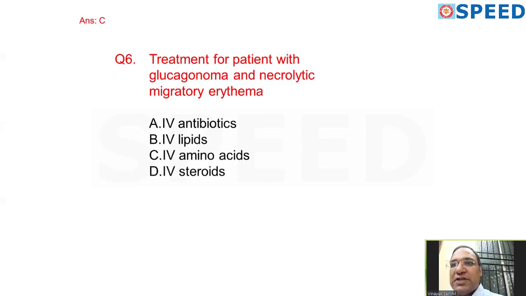So treatment for patients with glucagonoma, necrolytic migratory erythema. Simple, straightforward question. What would be your answer? So basically the diagnosis is glucagonoma presenting with necrolytic migratory erythema, because these patients are more prone to hypoaminoacidemia. Understand this? Hypoaminoacidemia, and they're also prone to thromboembolic manifestations. So because of hypoaminoacidemia and thromboembolic manifestation, administration of amino acids has a role in patients with necrolytic migratory erythema. So the right answer for this question will be option C, IV amino acids.